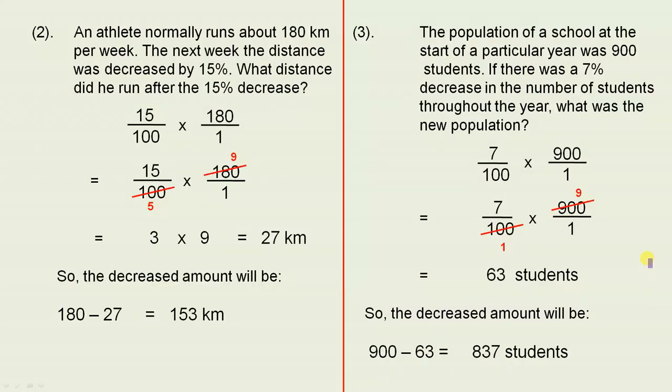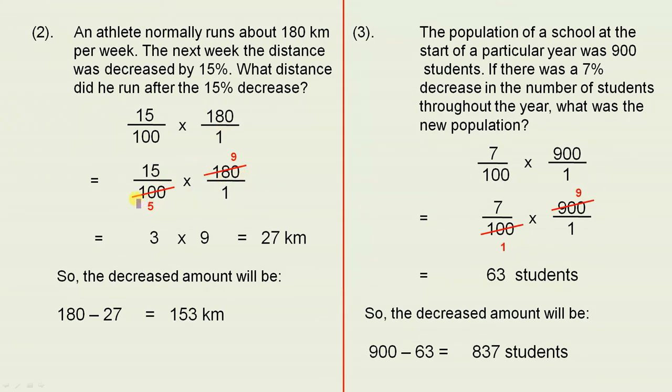Number 2. An athlete normally runs about 180 kilometres per week. The next week the distance was decreased by 15%. What distance did he run after the 15% decrease? So the guidelines say find 15% of the original amount. So that's the working. That's how we do it. So I've put that down again so we can do the cancelling.